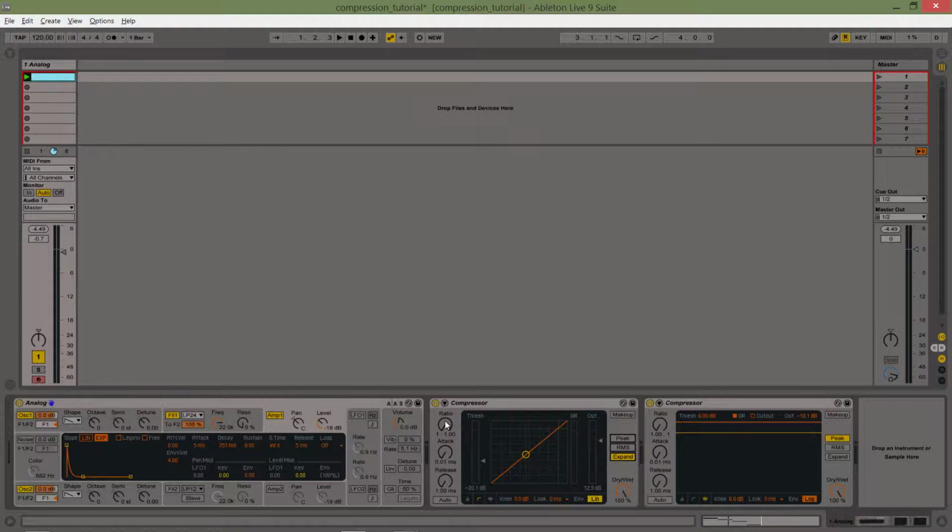Expansion is the reverse of compression. It's basically saying for every decibel above threshold, we will increase its volume. Attack and decay are your standard attack and decay parameters. So let's brick wall limit it again at a really low threshold.